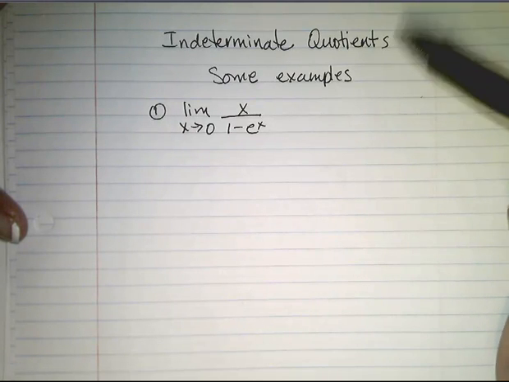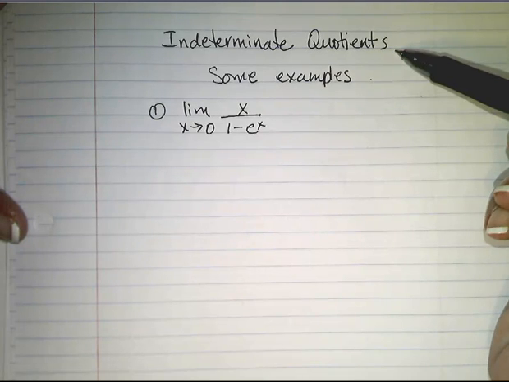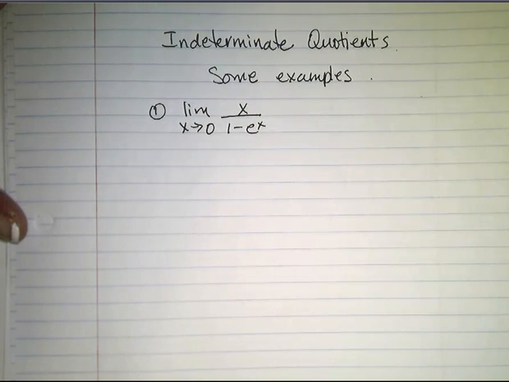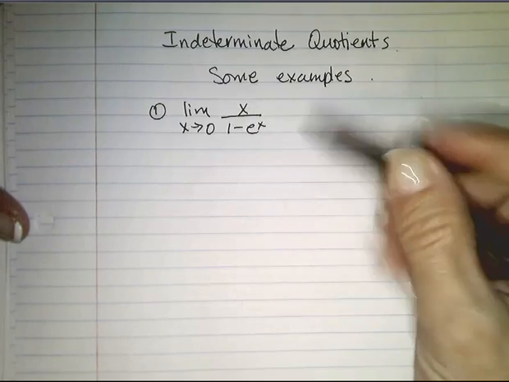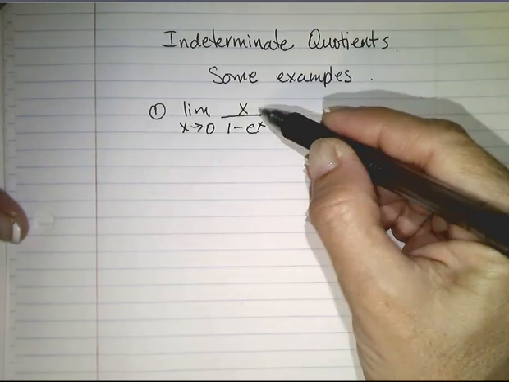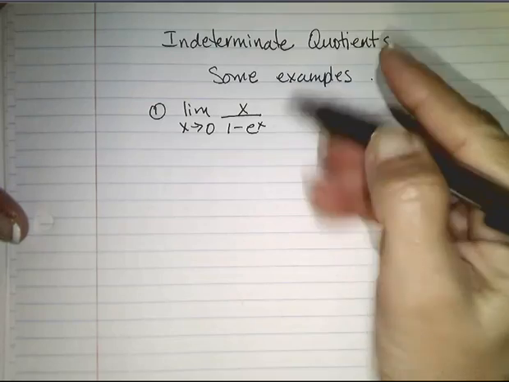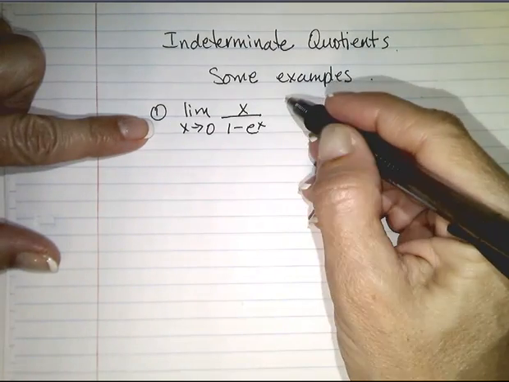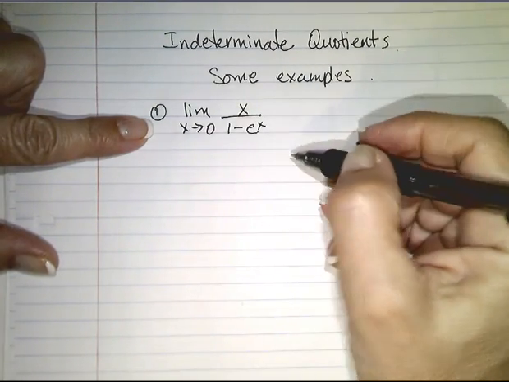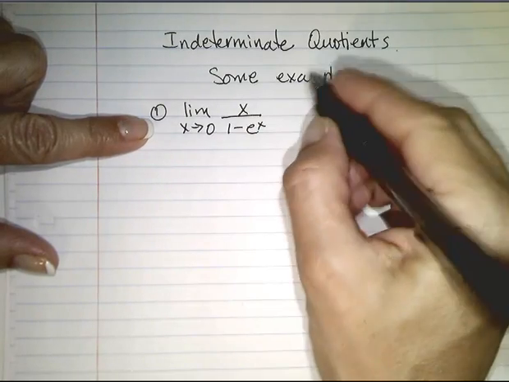In this video, we're going to look at some examples of indeterminate quotients and apply L'Hopital's rule. All right, so when we look at this limit, we look first to see what's happening to the top and the bottom. And we always have to check this, because if we don't check it and apply L'Hopital's rule, we may get the wrong answer.